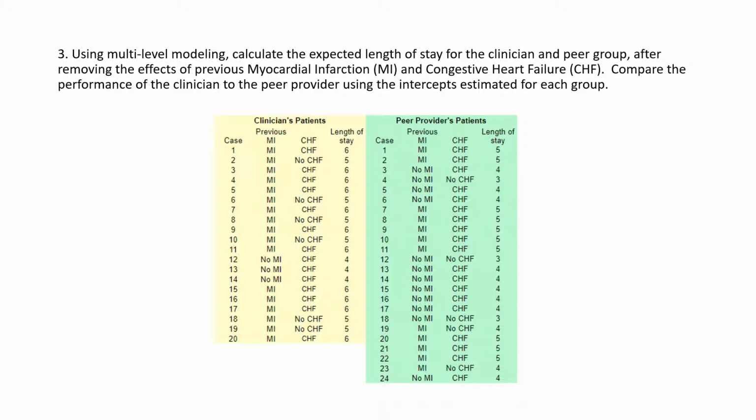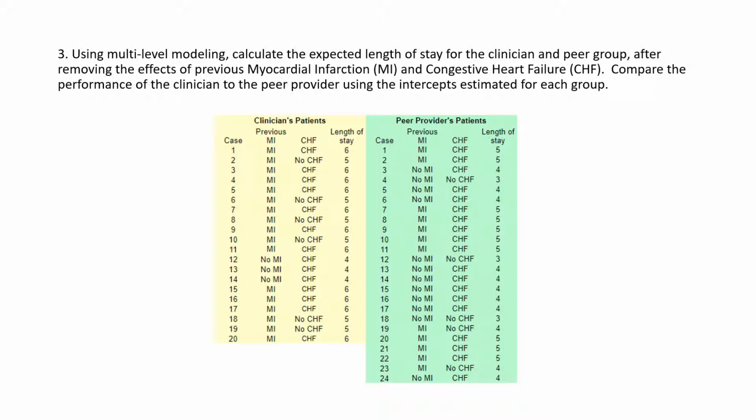The question is, using multi-level modeling, calculate the expected length of stay for clinician and peer group after removing the effect of previous myocardial infarction and congestive heart failure. Compare the performance of the clinician to the peer provider using the intercept estimated for each group.